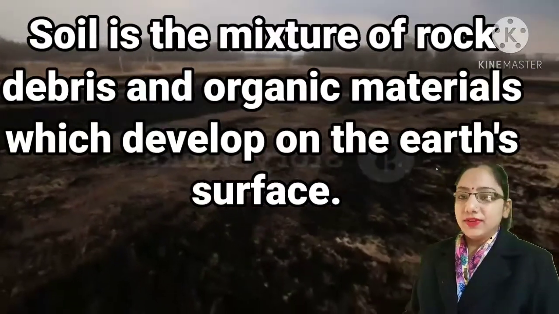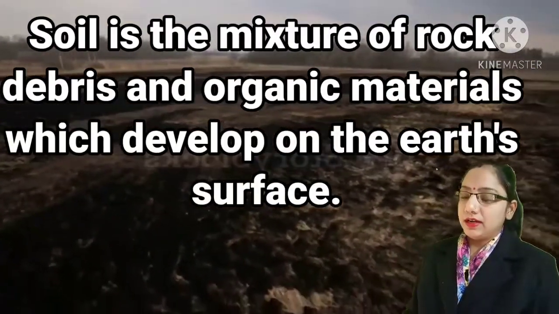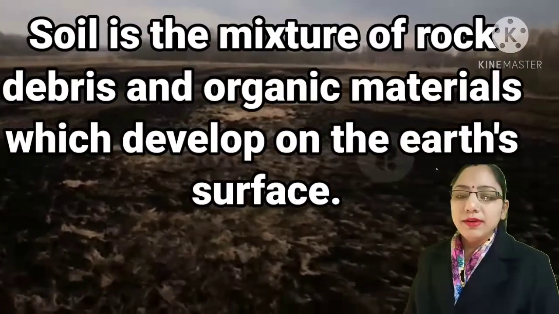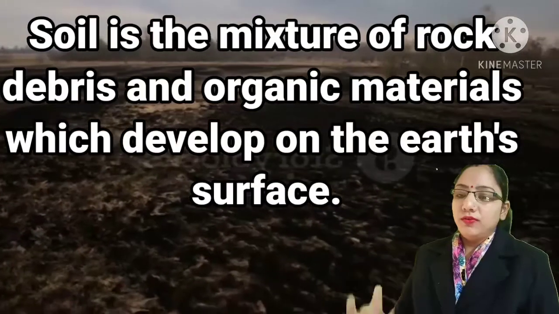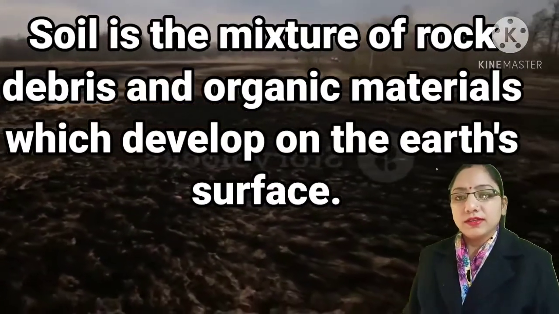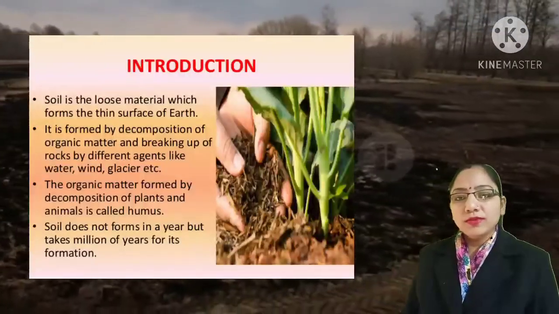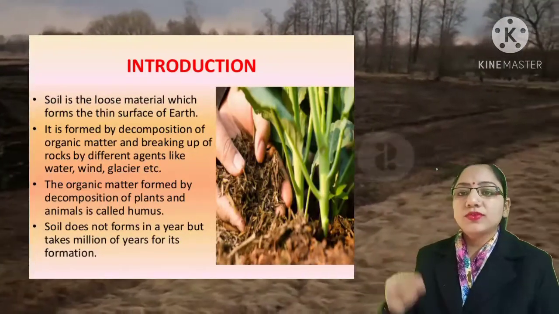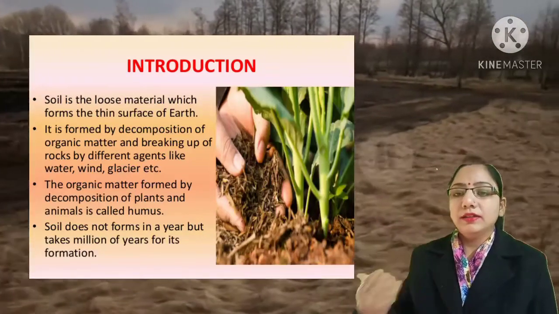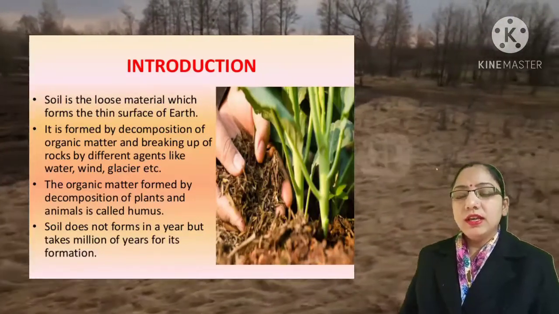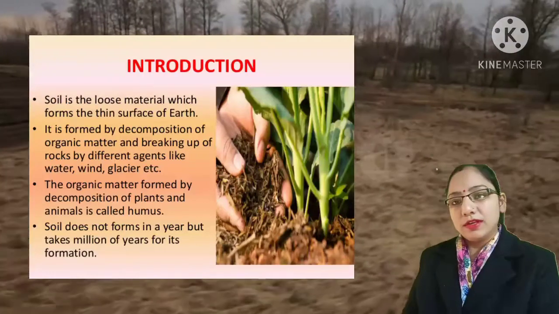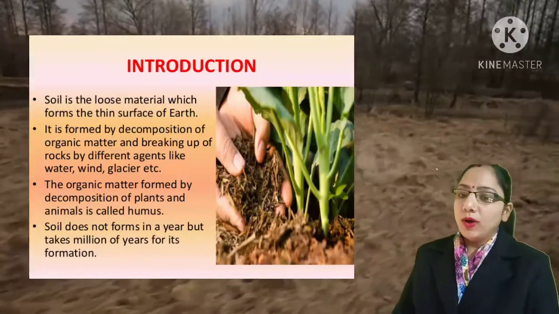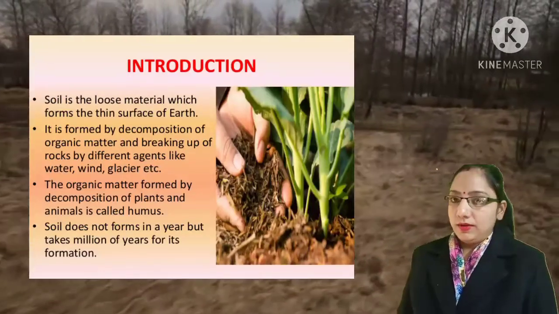Soil. As we know, it is the most important layer of the earth, and it is a mixture of rock debris and organic material which develops at the earth's surface. The soil is formed by the deposition of sediments brought by the rivers. So we can say it is a formation of rock debris occurring due to the erosion process. So what is the importance of soil?